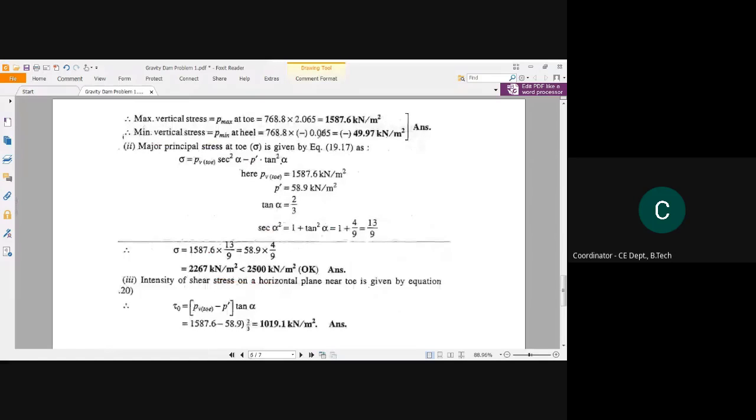See, that was minus 0.065. So we have acquired the data, maximum and minimum vertical stress at the toe. This part is at the toe and this part is at the heel. So now we will calculate the major principal stress. We have calculated until now the vertical stresses. Now we will calculate the major principal stress.